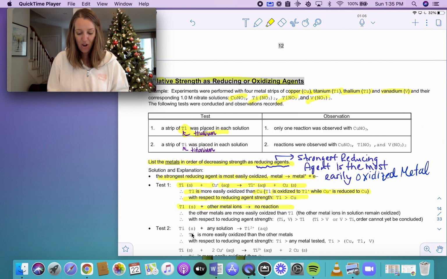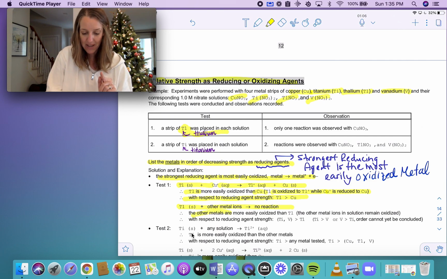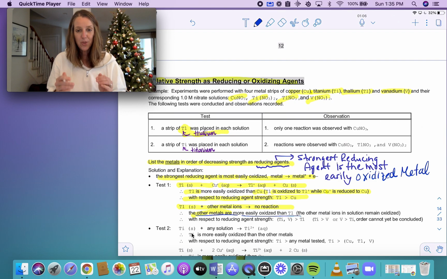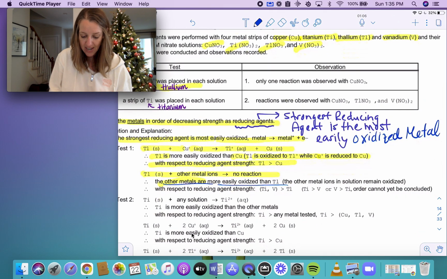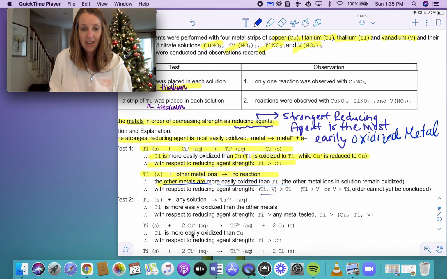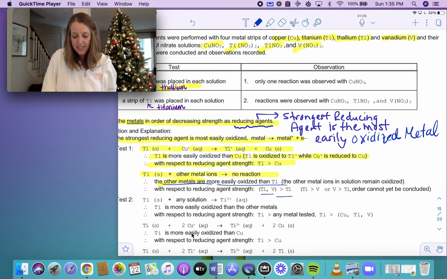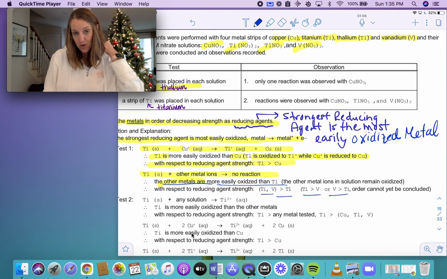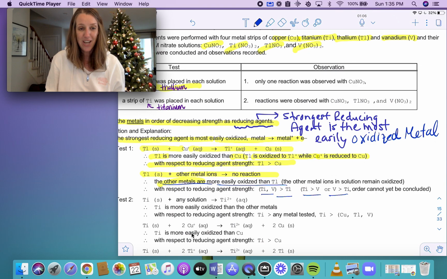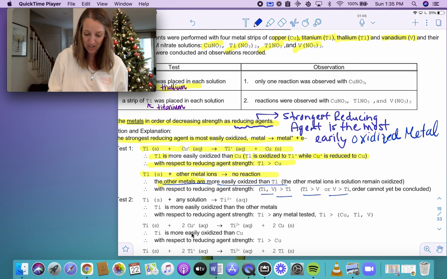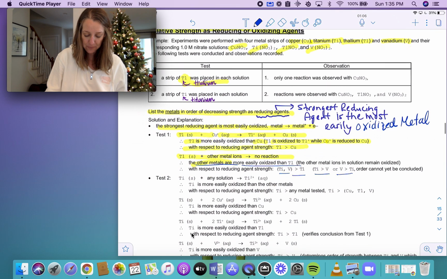Comparing thallium with all the other metals, you don't get any reaction. That means that the other metals are more easily reduced than thallium. So with respect to reducing agent strength, titanium and vanadium are greater than thallium. Titanium is greater than vanadium, or vanadium is greater than titanium. That order we can't figure out yet. So that's why there's a second observation to be made.